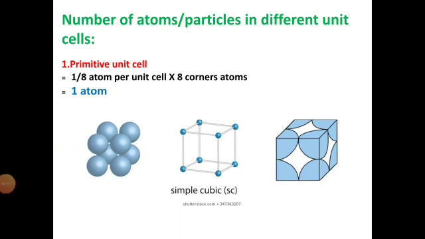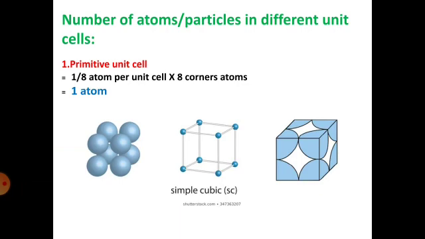Number of atoms or particles in different unit cells. Students, a crystal lattice is made up of a very large number of unit cells, and every lattice point is occupied by one constituent particle. We shall consider three types of cubic unit cells, and for simplicity, assume that the constituent particle is an atom. Now let us calculate the number of particles present in a primitive unit cell, also called a simple unit cell.